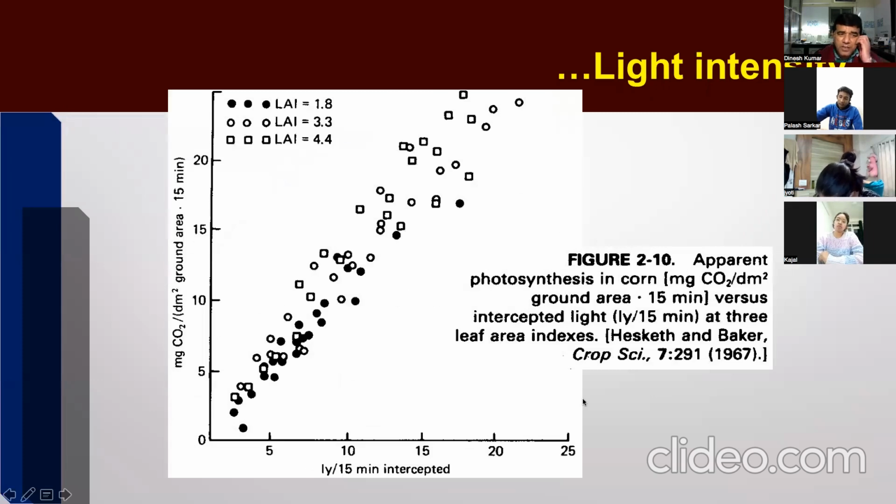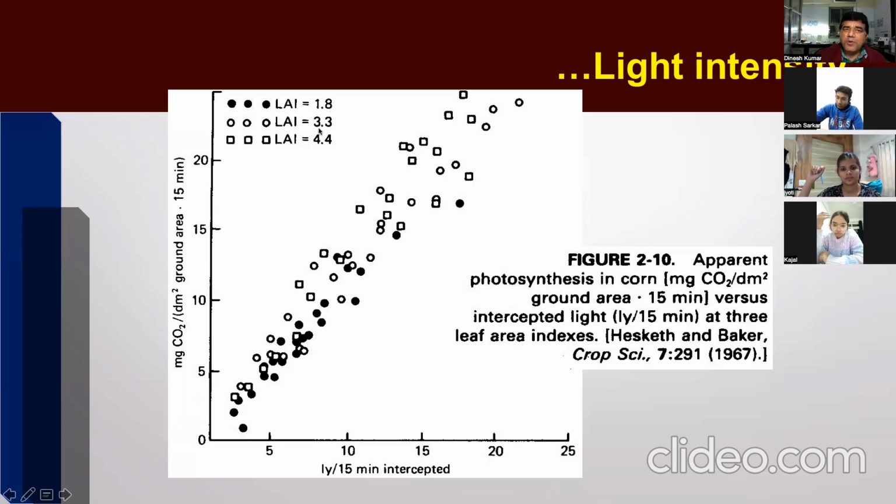Now you see, this is also the case of maize, makkah, or corn. On the x-axis, you have light intensity. On the y-axis, you have CO2 fixation. Almost the same thing. So here you can see, but they have got 3 different varieties or 3 different plant types, where in one they have got a leaf area index of 1.8.